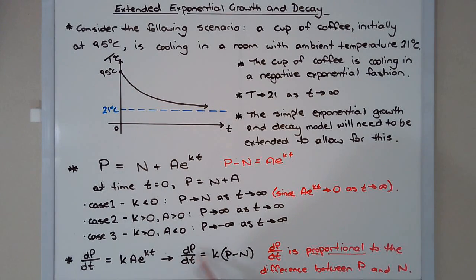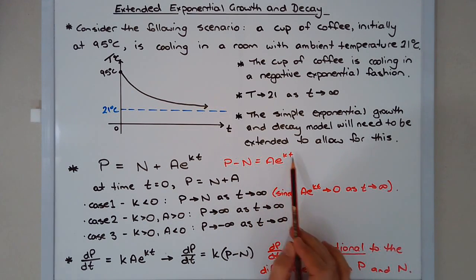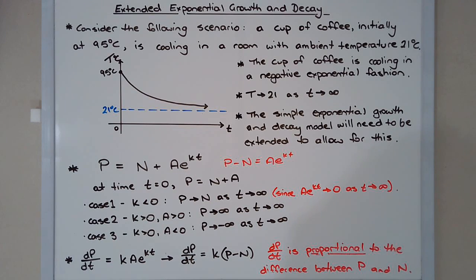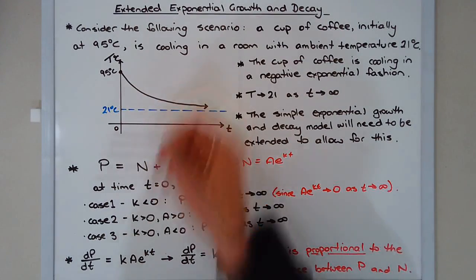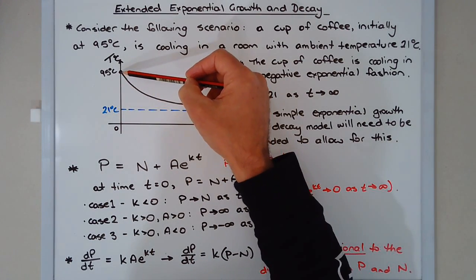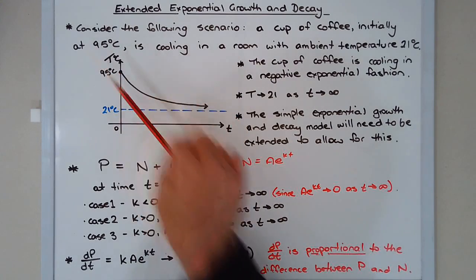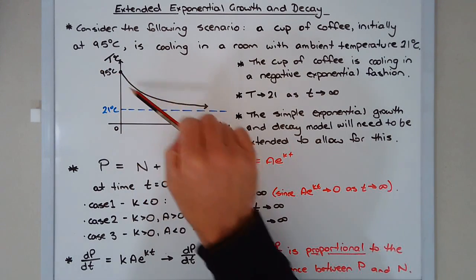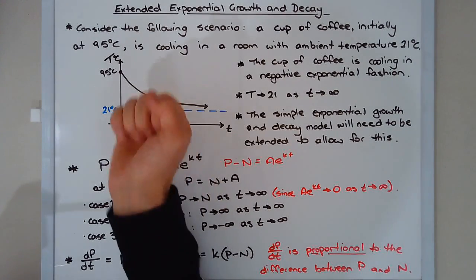We can then express this derivative, or the rate of change of P with respect to time, as k multiplied by P minus n, since P minus n is equal to A times e to the power of kt. So what we can say from this is that dP/dt, the rate of change of P with respect to t, is proportional to the difference between P and n. So again, if we go back to the cup of coffee example, the further away the curve is from the dotted line, the steeper, at least in the negative direction, the gradient. So it's almost like the blue line is pulling P towards it.